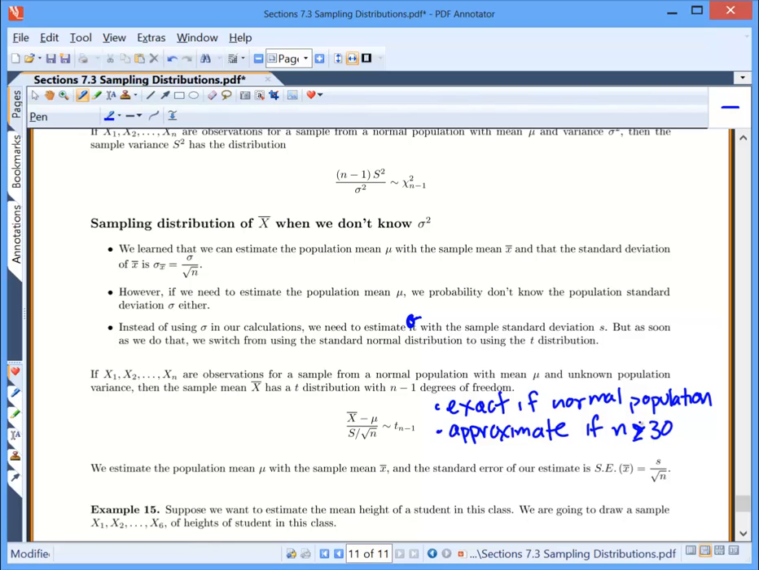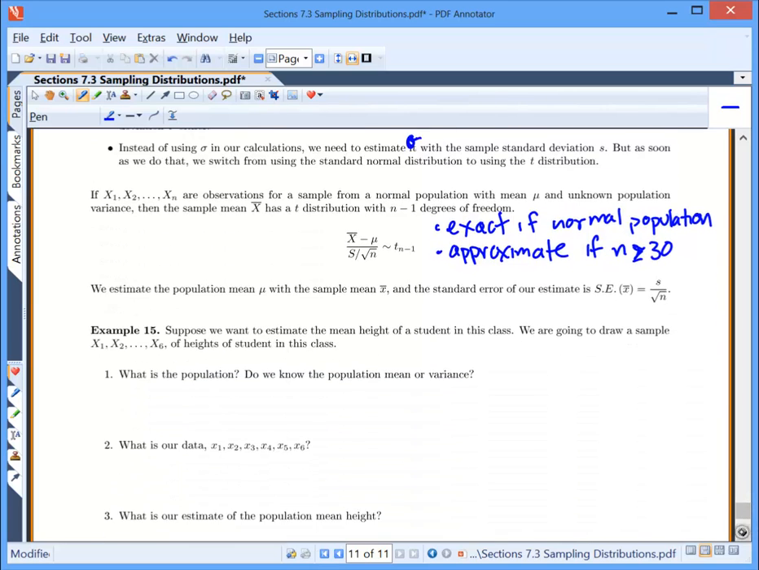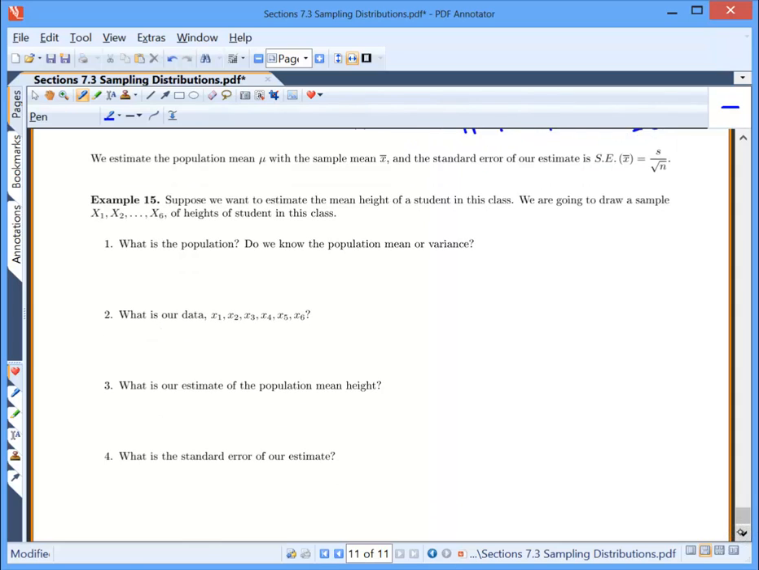Now in this case, we'll estimate our population mean mu with our sample mean x bar, and the standard error of our estimate, so just remember it's our standard deviation for our estimate, is defined as s over the square root of n. So we're using an s now instead of our population standard deviation. So just as an example, we did this problem in class earlier. We wanted to estimate the mean height of a student in this class. We're going to draw a sample x1, x2, up to xn of heights of students in this class.